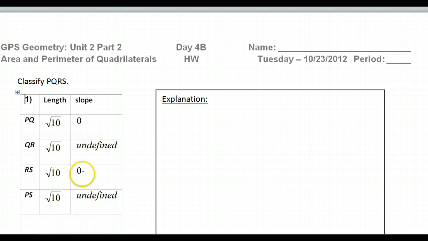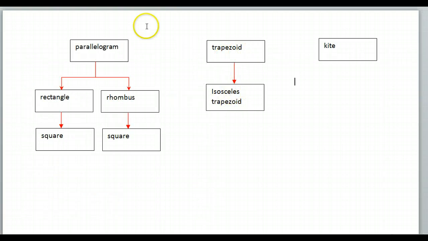Opposite sides have the same slope, so we know they're parallel. Even this counts: undefined, undefined. That's parallel. So we know it's a parallelogram, and we can eliminate trapezoid. It's not a trapezoid, it's not a kite.